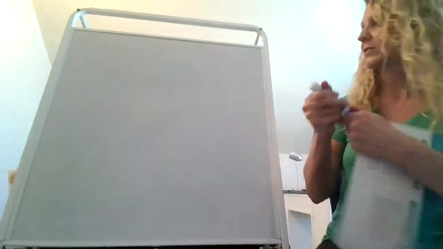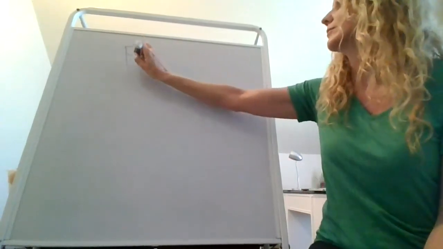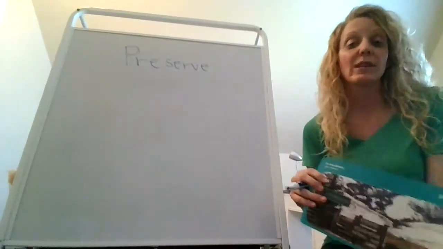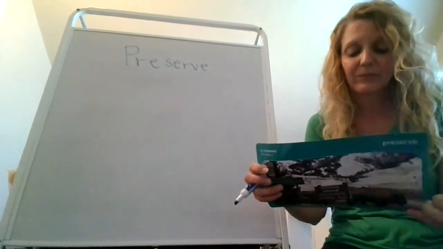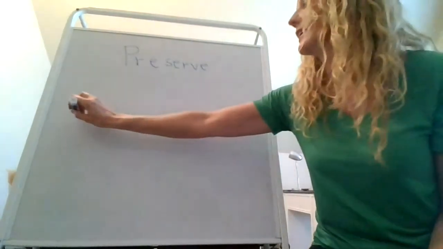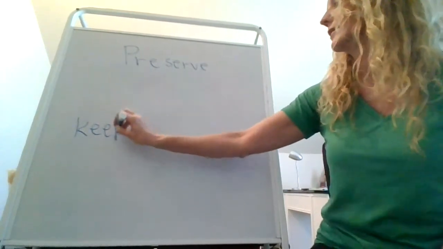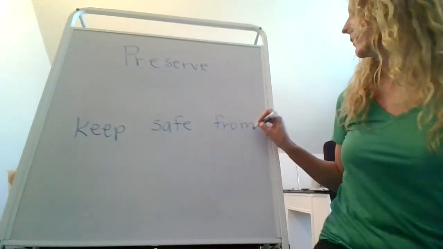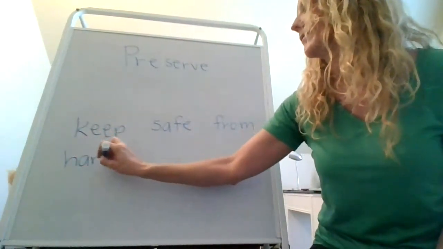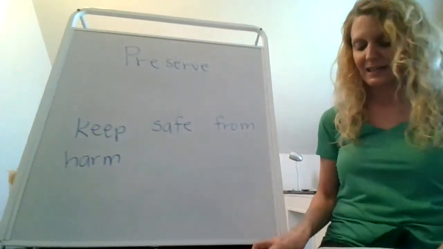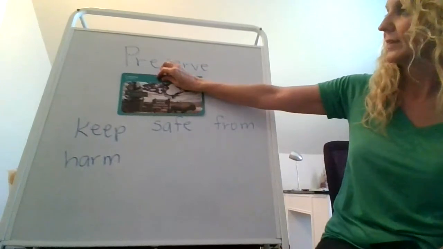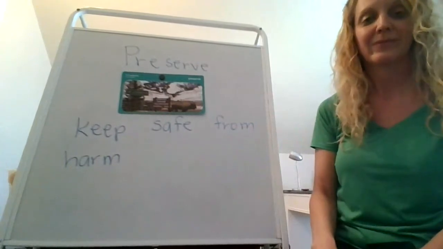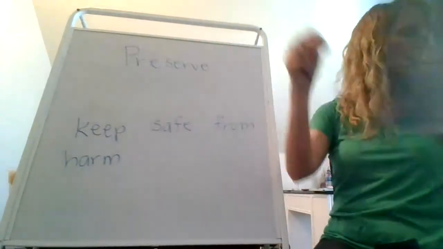Okay? So let's write the word preserve. So you could think of a good sentence, something you would like to preserve or keep safe. So preserve means keep safe from harm. Means you don't want anything to hurt it. So preserve means to keep safe from harm. Okay, now we've got that one.